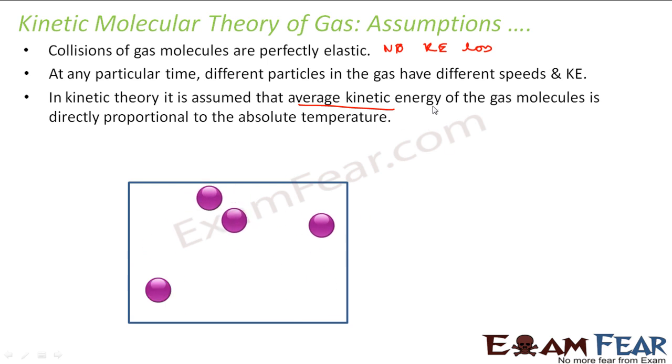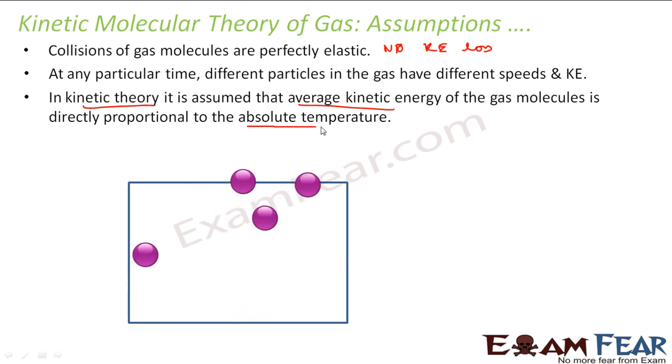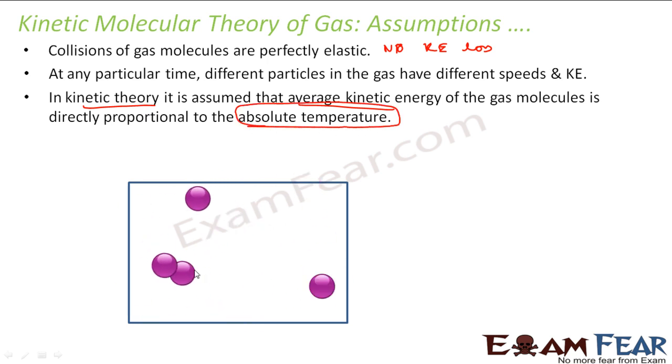So we talk about the average kinetic energy of the gas, and this is directly proportional to the absolute temperature. That says that the higher the speed of molecules, the higher the temperature. So if you increase the temperature here, these molecules will move at a higher speed. That's what this molecular theory assumes.